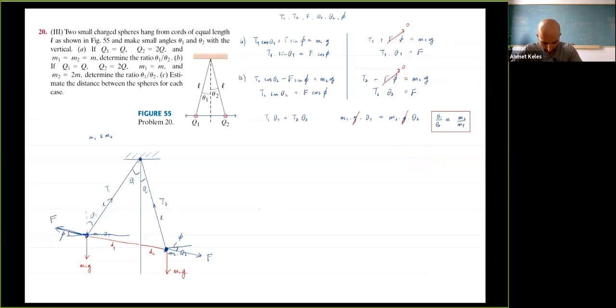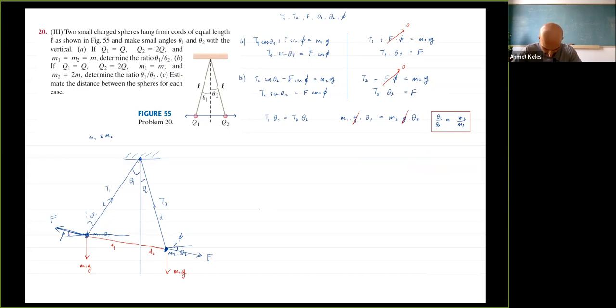Now let's continue. This is not the end of the problem. The problem was asking for theta 1 over theta 2, but we are also asked to estimate the distance between the spheres for each case. So let me try to write an expression for this, and let's see if we can get anything.